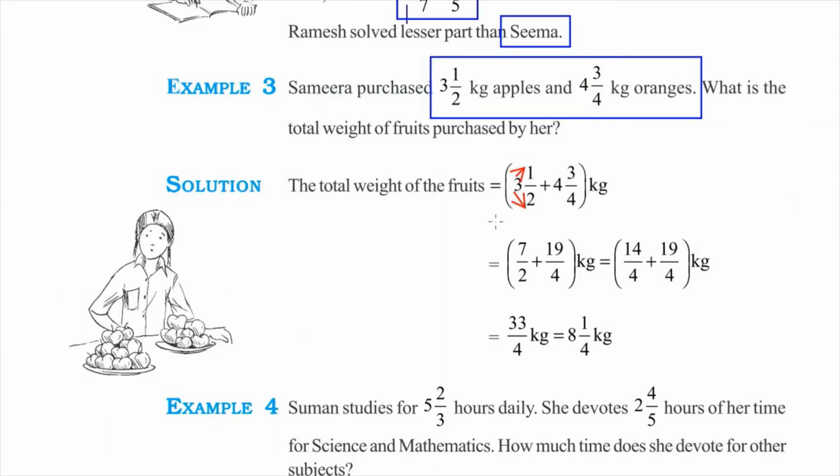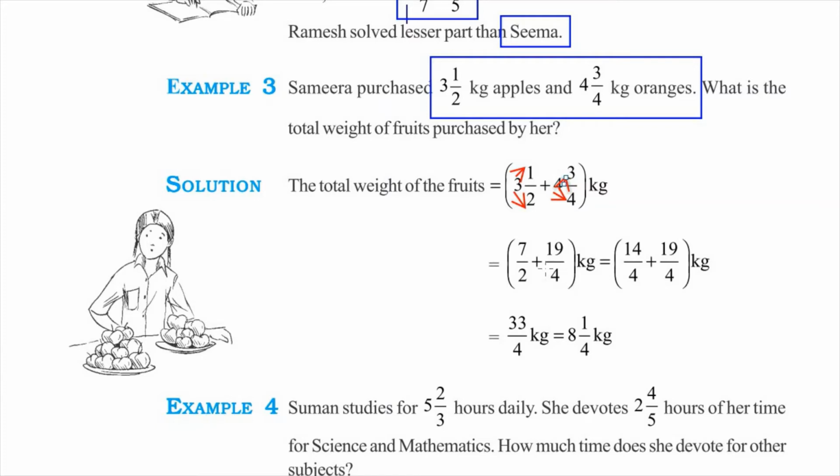So the total weight of apples expressed as an improper fraction will become 3 2s are 6 plus 1 is 7, keep the denominator 2, 7 by 2. Similarly, the 4 3 by 4 kg of oranges as an improper fraction from the mixed fraction will become 4 4s are 16, 16 plus 3 is equal to 19, and then keep the denominator, therefore it is 19 by 4.